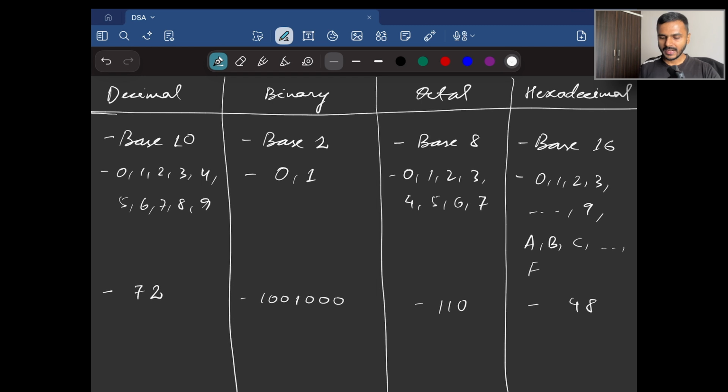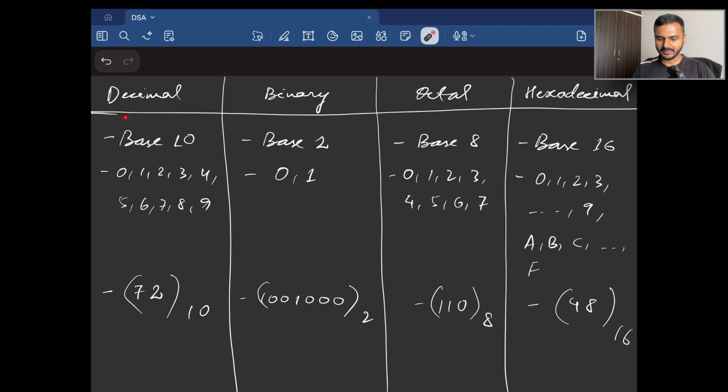So for that, what we do is we use a subscript. The subscript is 2 for binary. We also call it as base 2. It will be 8 for octal and 16 for hexadecimal. For decimal as well, we can put 10, but it is not required. If a number does not have a base, it is assumed that the number is represented in decimal format. For all others, we need to put base so that we don't confuse ourselves and others.